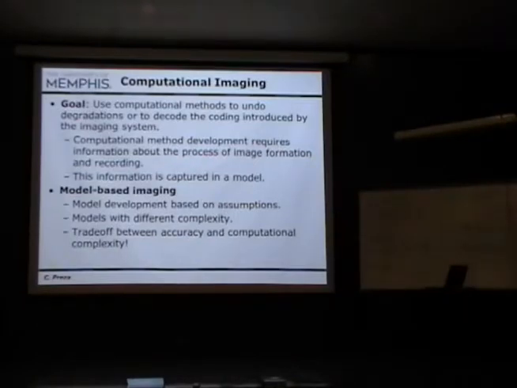As I already mentioned, these computational methods require information about how the image is formed by the system, okay? And that's the information that we try to capture in our models and pass to the algorithm or to the computational method. So model-based imaging basically implies that we are going to develop models that we're going to use to state our imaging problem that we are going to solve, right? Because these algorithms that we develop basically solve a problem.